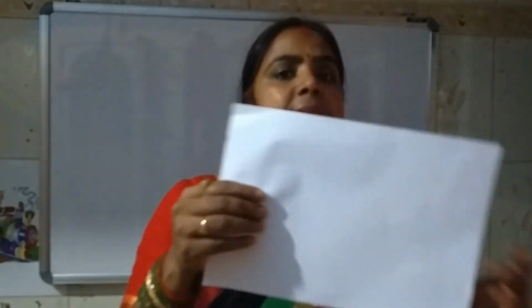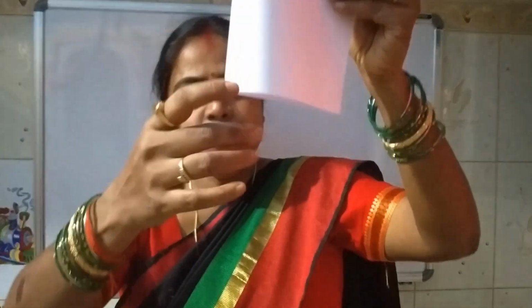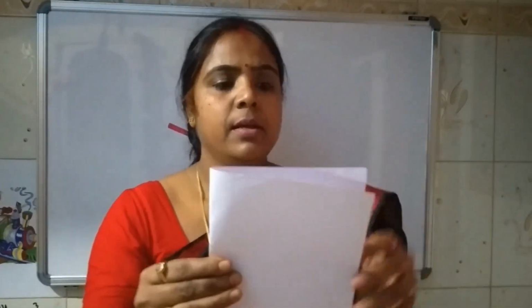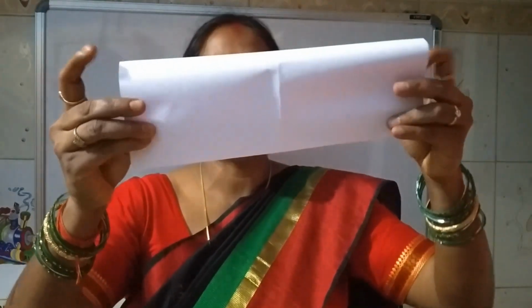Now if I take a rectangle, this is a rectangular sheet, and if I fold it from here, it has 1 line of symmetry. Then I fold it from here. It has a second line of symmetry. These are the 2 lines of symmetry, exactly the same. But when we fold it diagonally, it is not the same.